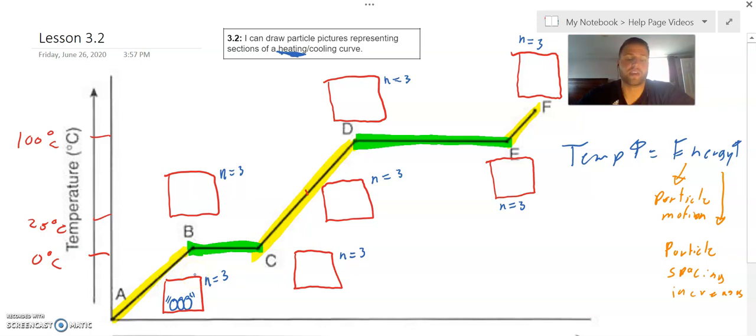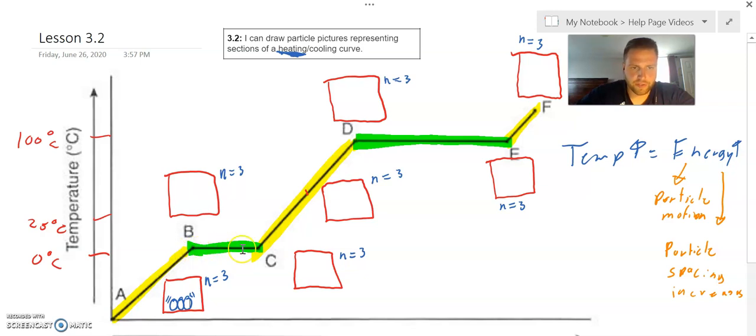And the reason for that is, even though something's a solid, on the microscopic scale and on the atomic scale, it actually is still moving. It's not moving about, but it's vibrating in one spot. So then we move up the graph.